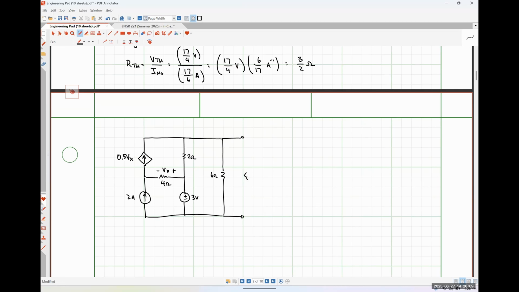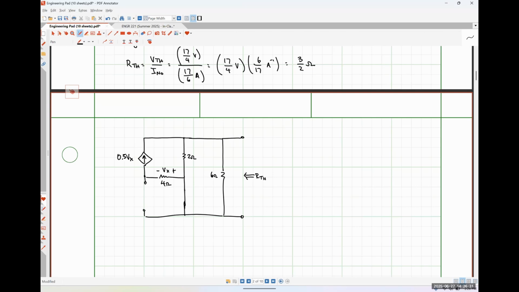So we're finding the Thevenin resistance looking in to these terminals. And as I mentioned a moment ago, we need to be looking at a dead network, which means this 2 amp source is going to be turned off. So I'm replacing it with an open circuit. And this 3-volt source is going to be turned off. So I'm replacing it with a short circuit.